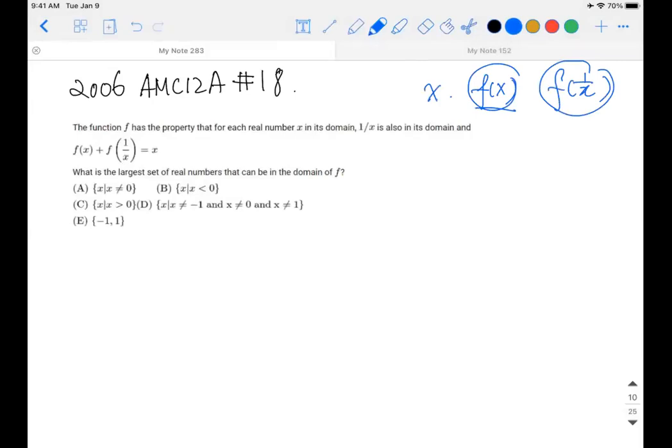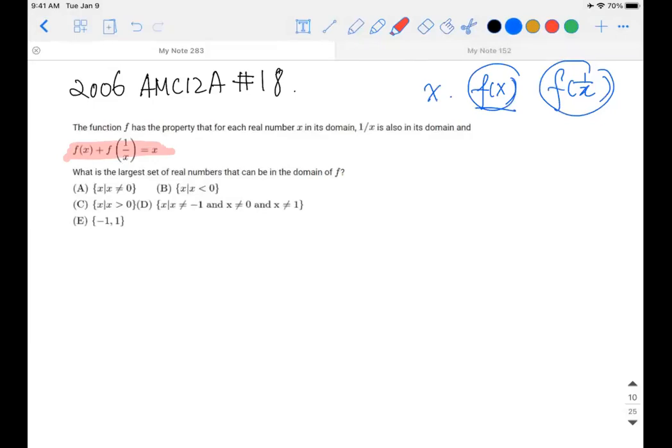They're all definable, okay? And the most important thing is you always have f(x) plus f(1 over x) equals x. First of all, f(x) and f(1 over x) are both definable. Second, putting them together equals x. This is like a property.